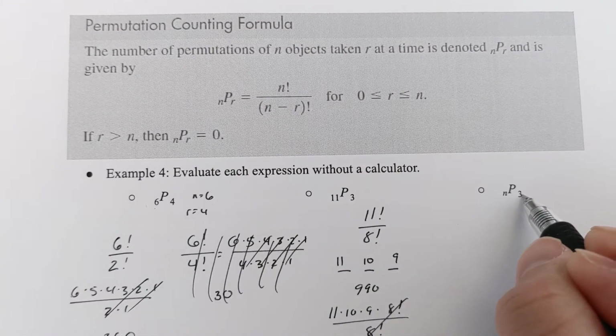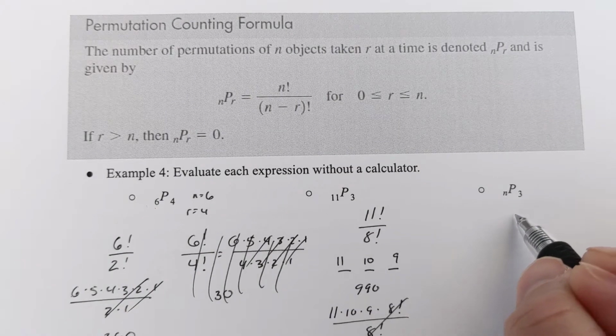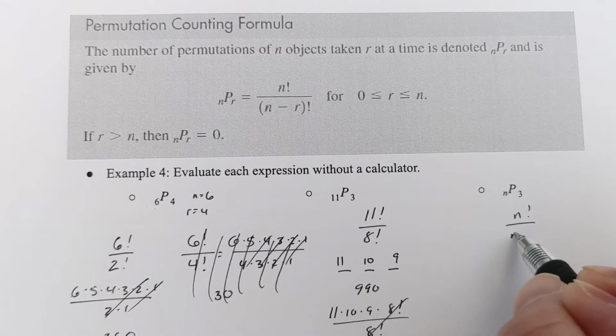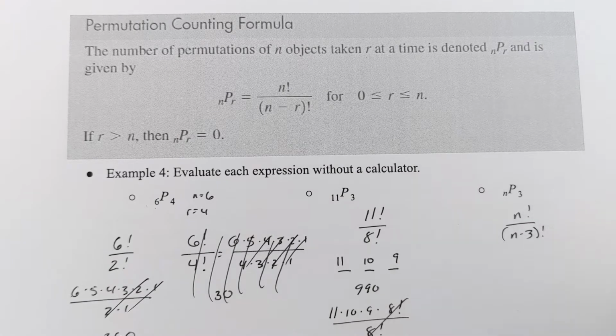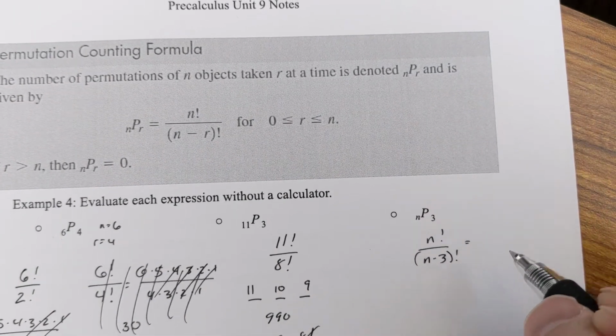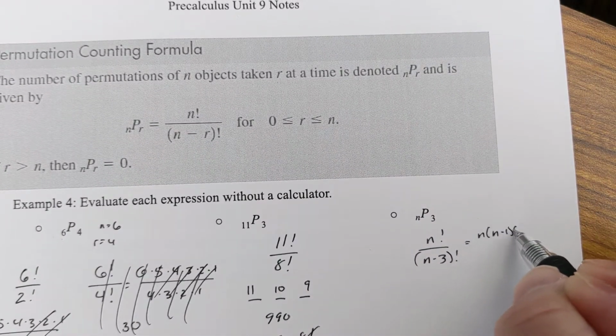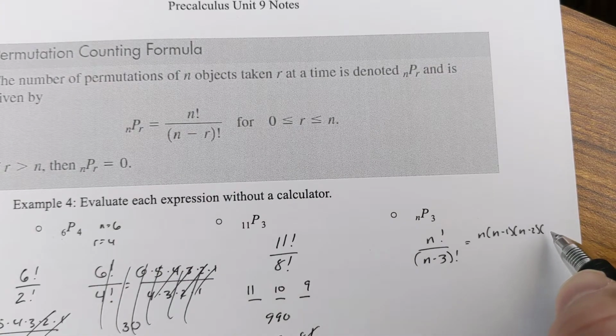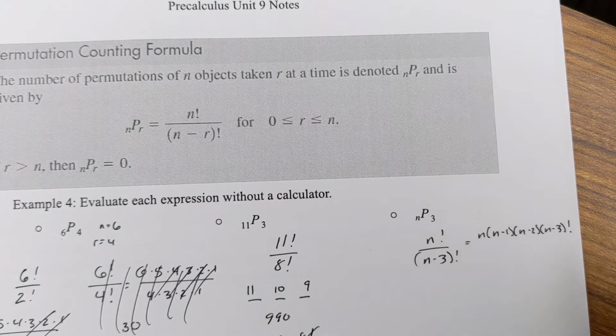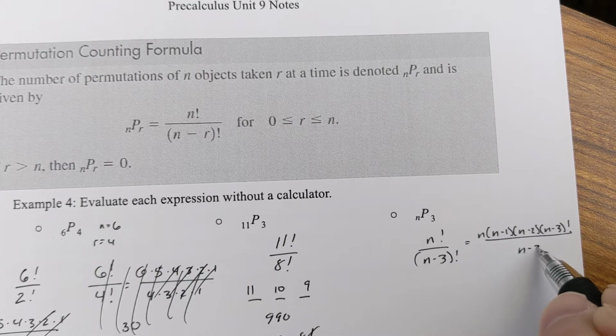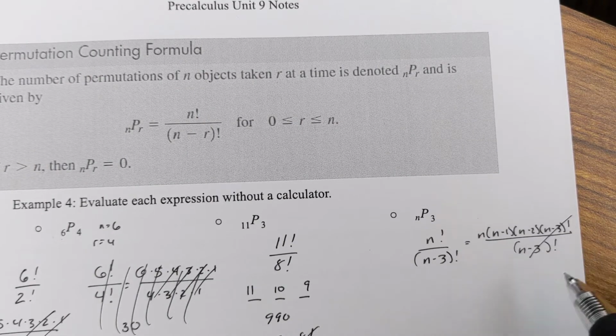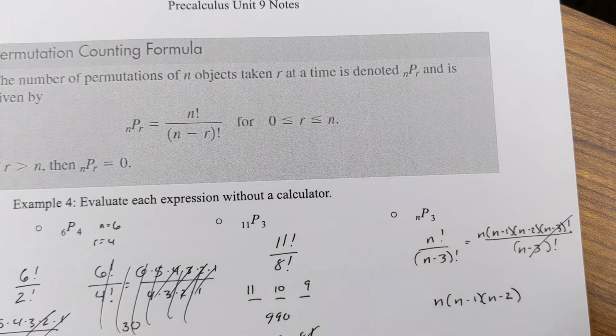So n, 3. Now this one is much easier because if you try to do the formula, you get this. But the thing is, n factorial is n times n minus 1 times n minus 2 times n minus 3 factorial and everything after it. And on the bottom, you have n minus 3 factorial. Those cancel. So this is just whatever this works out to be.